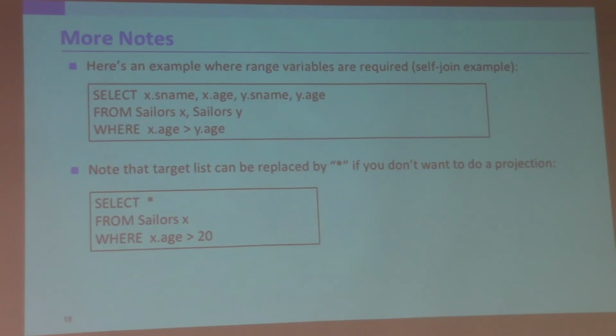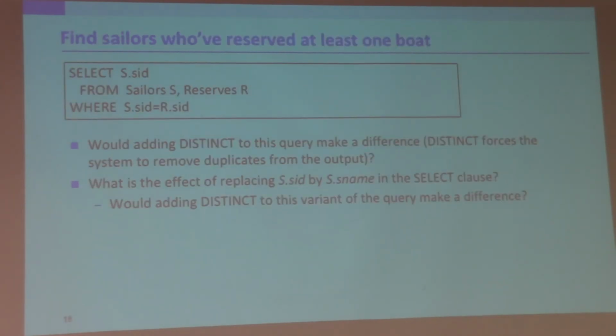And the later one is that you just want to emit everything, then you just use star. Okay. Now let's do this one. Find sellers who have reserved at least one vote.